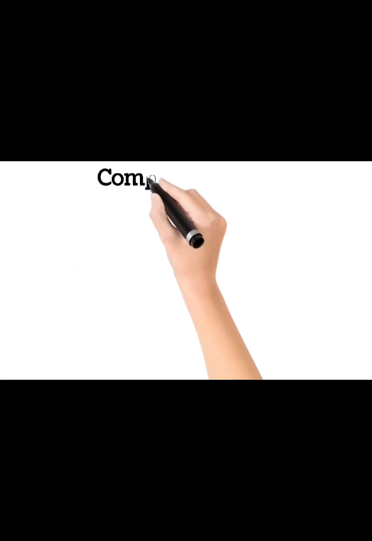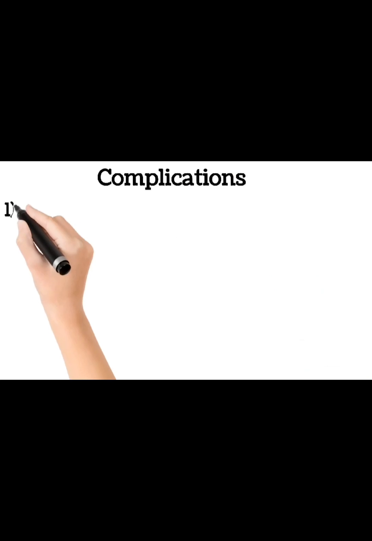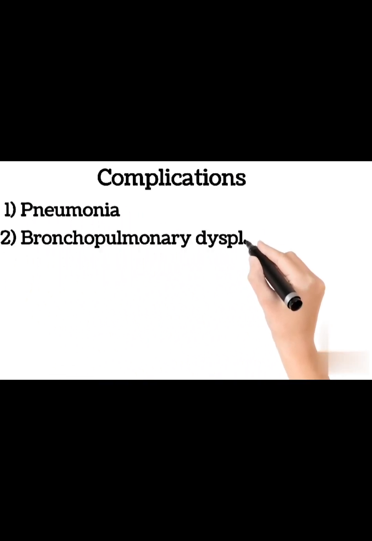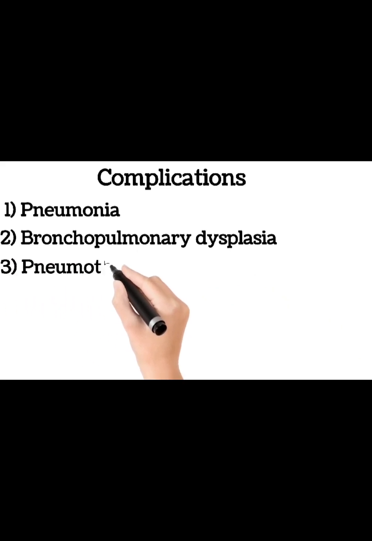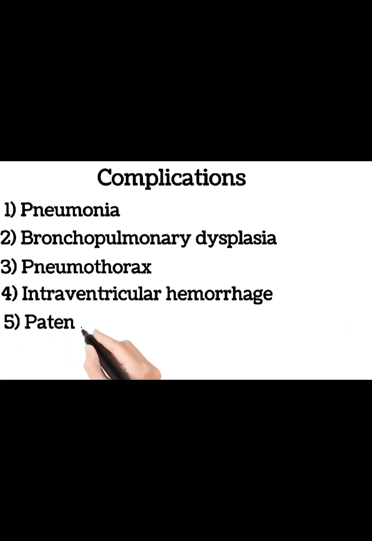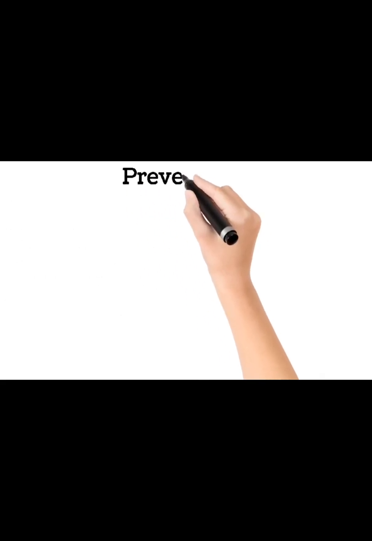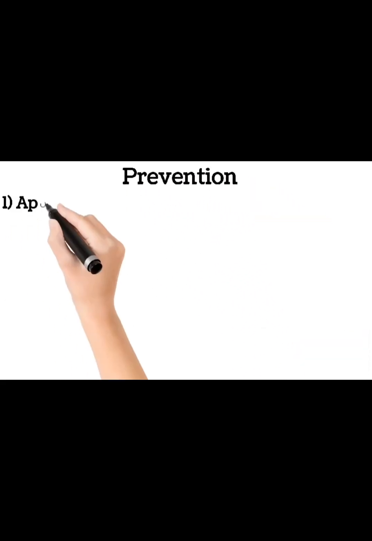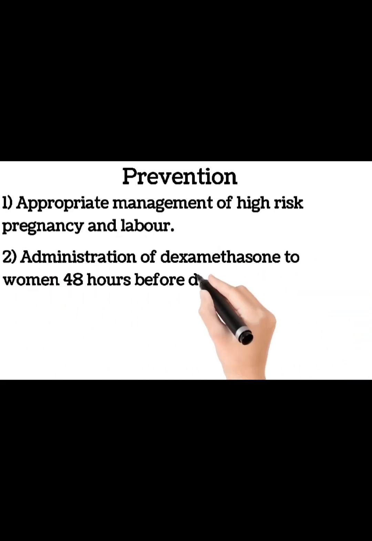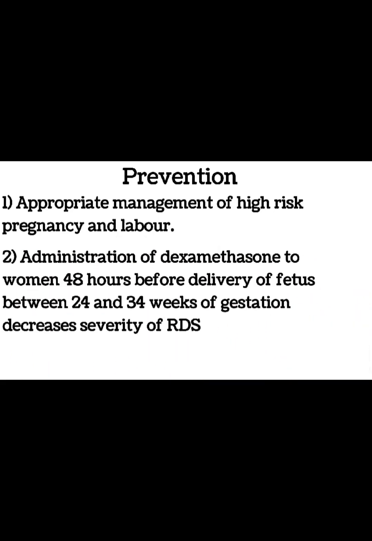The complications of RDS include pneumonia, bronchopulmonary dysplasia, pneumothorax, intraventricular hemorrhage, and patent ductus arteriosus. Appropriate management of high-risk pregnancy and labor, and administration of dexamethasone to women 48 hours before delivery of the fetus between 24 and 34 weeks of gestation, can decrease the severity of RDS.